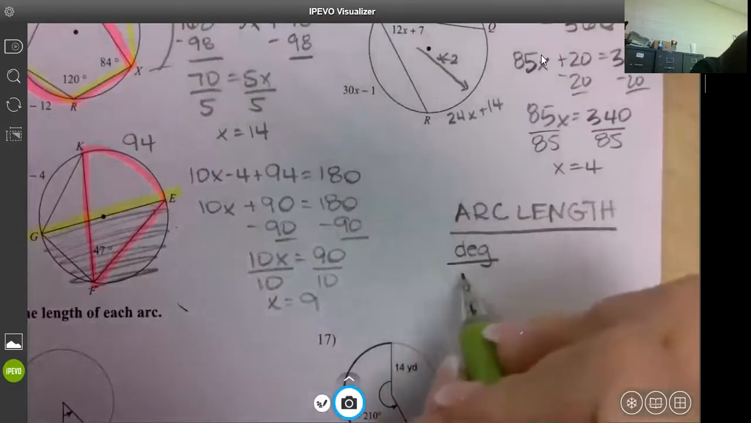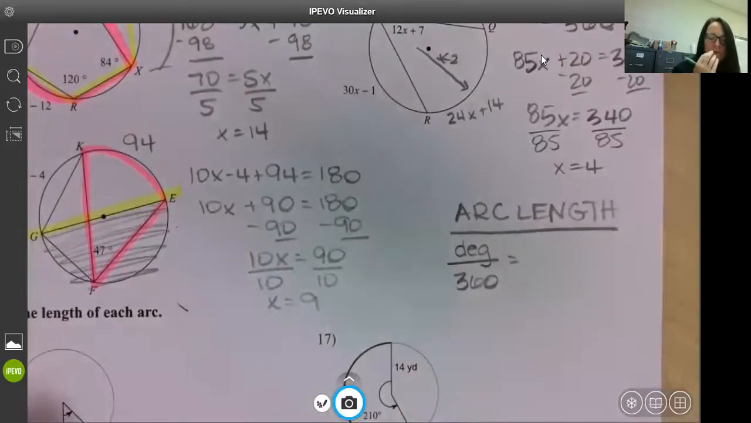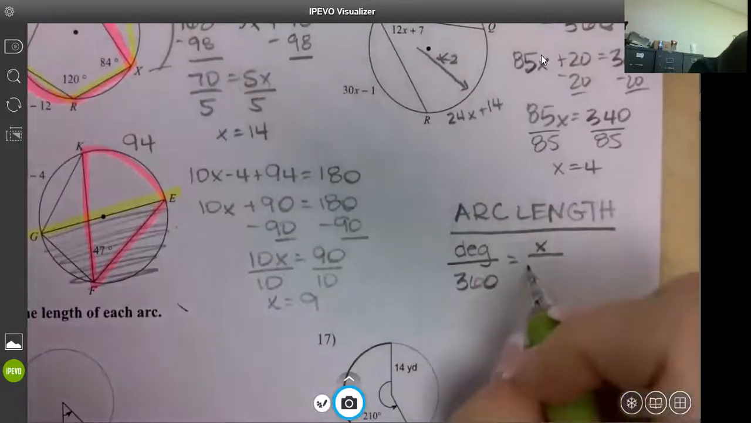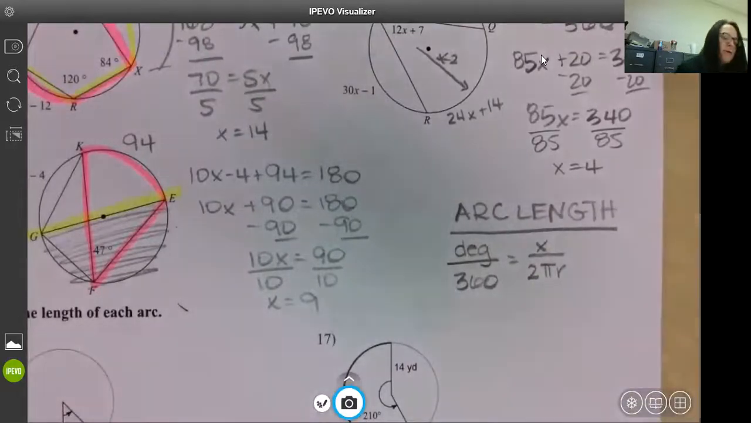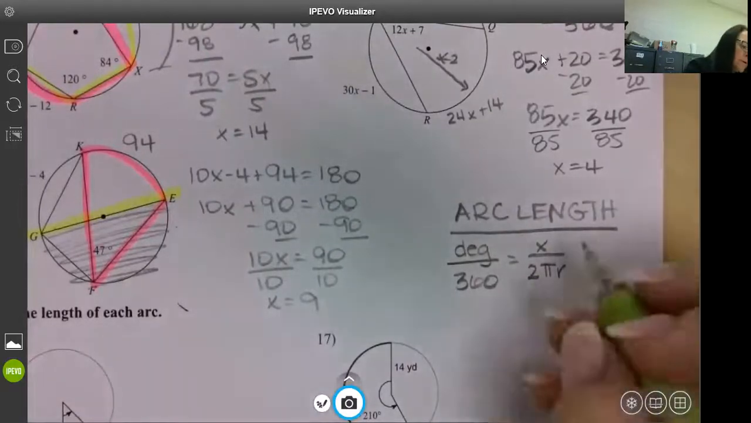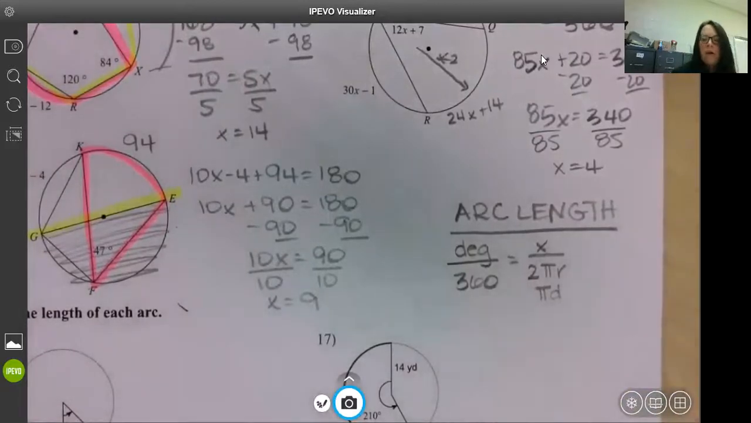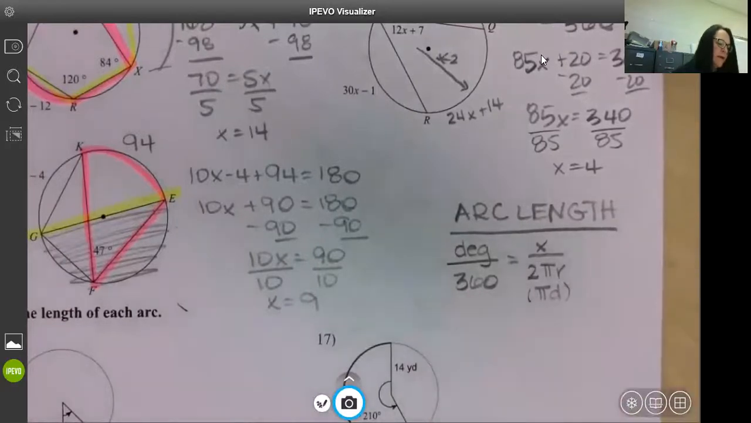Degree of the central angle over 360. They'll always give you the degree of the central angle. So it's always the degree over 360 equals x over 2 pi r or pi d. This is your circumference. So either or, I don't care which formula you use. It depends on what they give you.